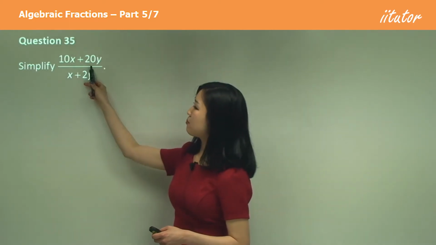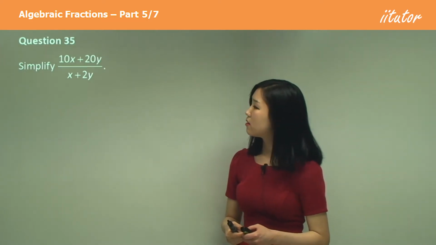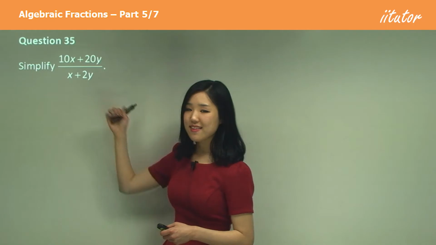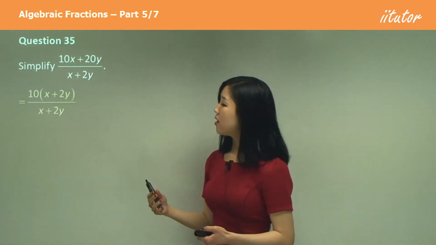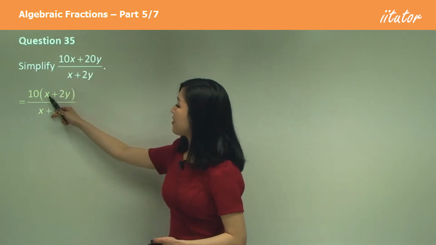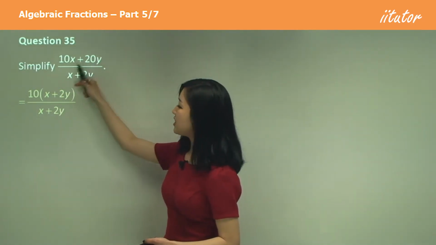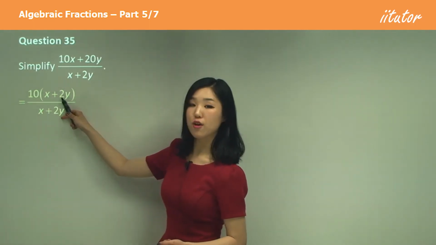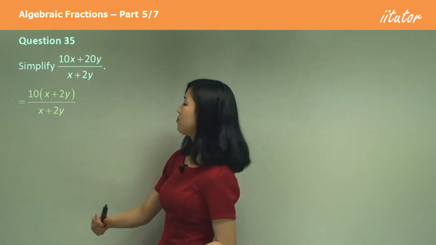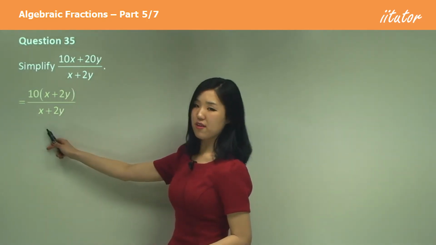So 10x plus 20y, what's common there, guys? Well, x and y, they're different, but 10 and 20, isn't 10 common? So I can make that 10 go out of the bracket, and we just have x plus 2y left inside, because 20 divided by 10 is 2. That's how I factorize it. Remember, we've done a lot of factorizing in the previous section. And x plus 2y, there's nothing common, so we can't factorize that.